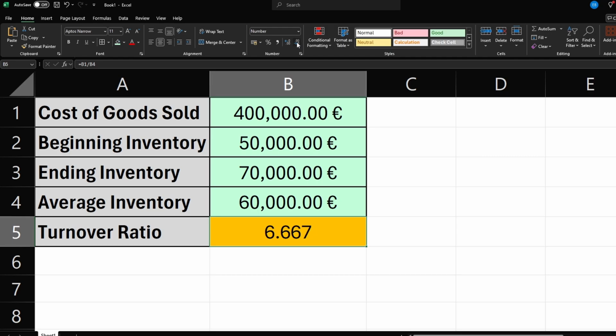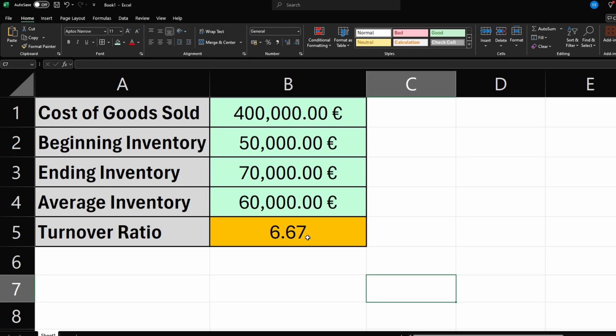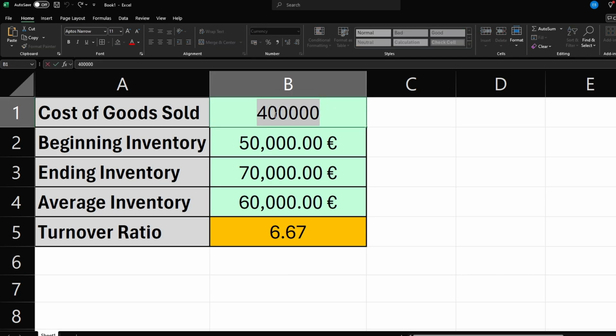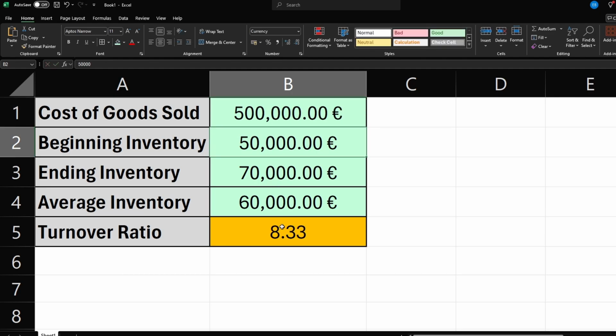A high ratio means the company is selling inventory quickly, which is great for cash flow and reducing storage costs. However, an excessively high ratio could indicate understocking and potential lost sales. On the other hand, a low ratio might suggest overstocking, poor sales, or outdated inventory.